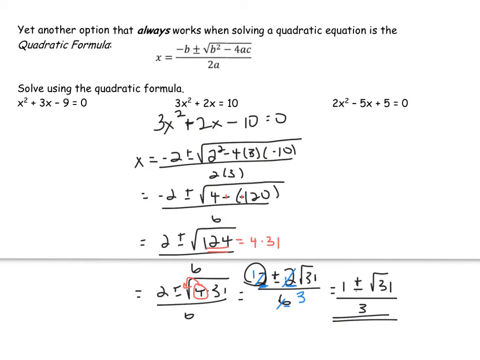All right, I'm going to put you to the test on this last one. 2x squared minus 5x plus 5 is equal to 0. See if you can simplify completely using the quadratic formula.